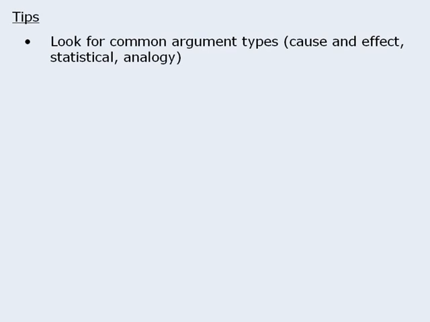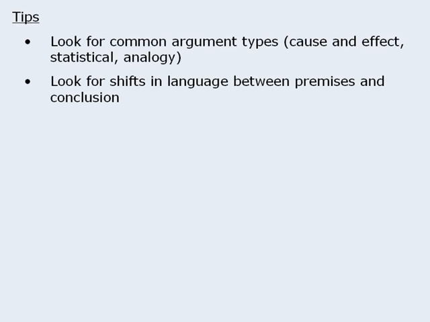Next, when looking for the assumptions in an argument, look for shifts in language between the premises and the conclusion. If the premises are talking about one thing, and then the conclusion introduces a whole new concept, then the conclusion probably got there by way of an assumption.